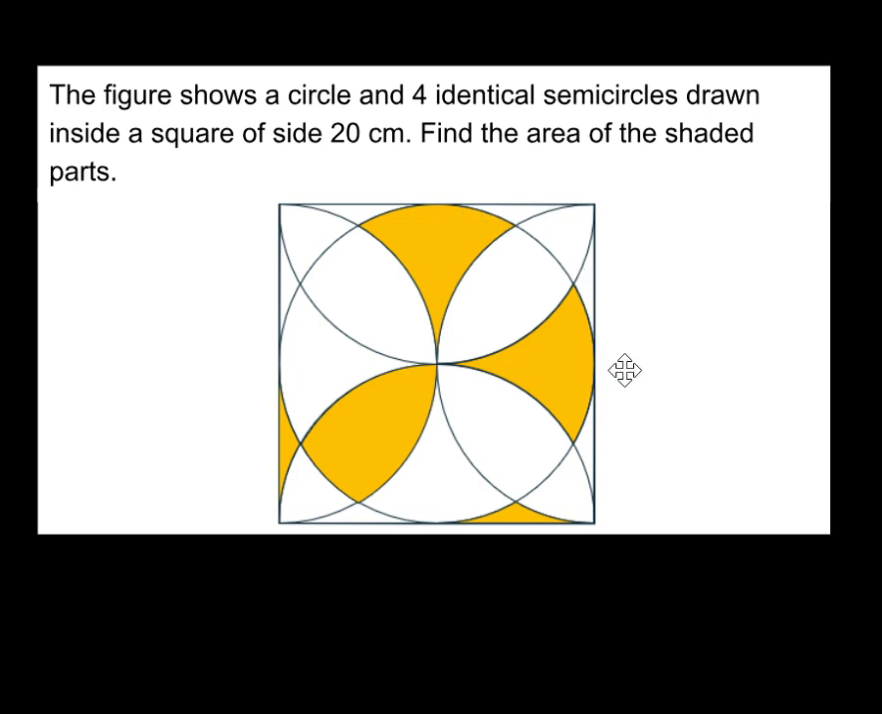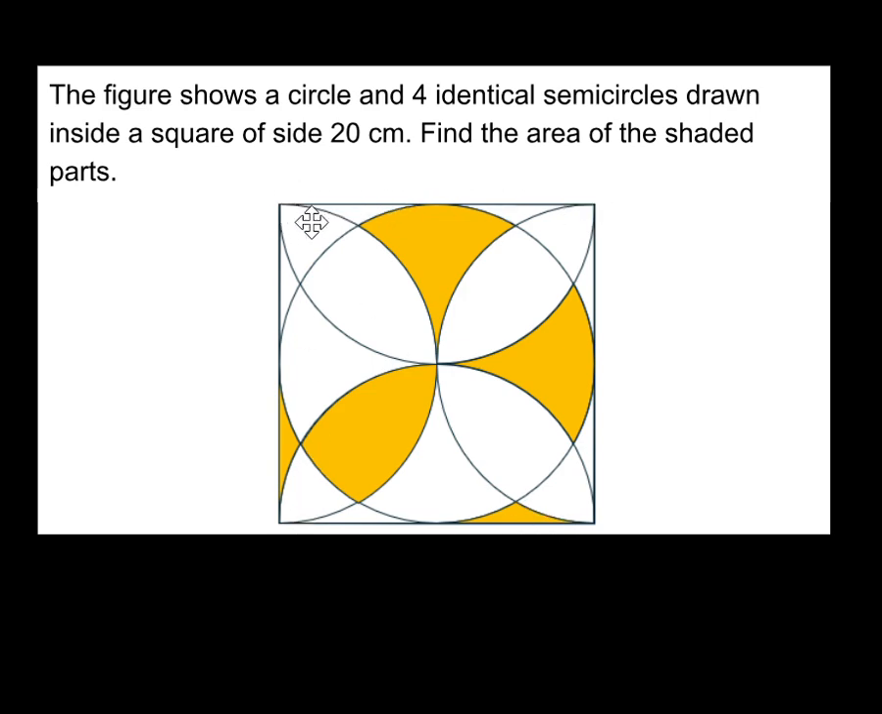Okay, so this is a circle, a big circle here. Then there are four semicircles: 1, 2, 3, and 4. They are all inside a square of side 20 centimeter, which means that this is 20, 20, 20, 20.